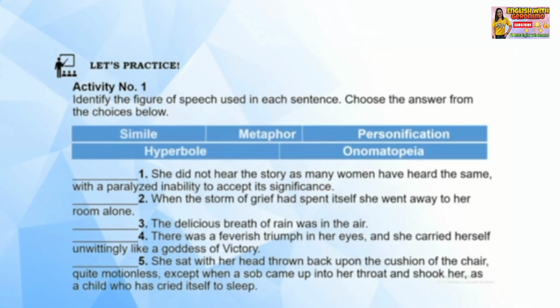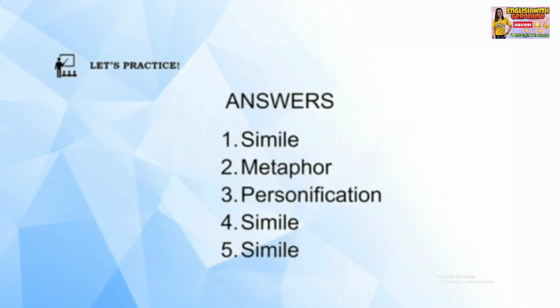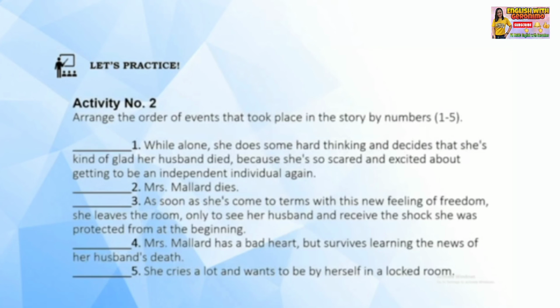Time's up. Here are the answers. 1 simile, 2 metaphor, 3 personification, 4 simile, and 5 simile. For the second activity, arrange the order of events that took place in the story by numbers. Again, you may pause this video and use the same paper to write your answers. When you're done, resume the video and check your own work.